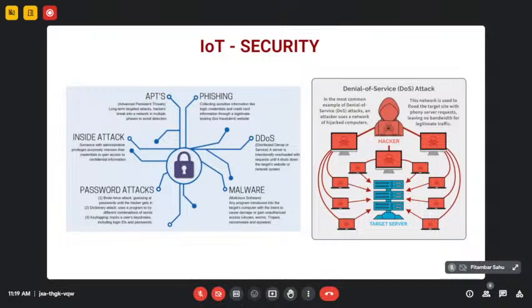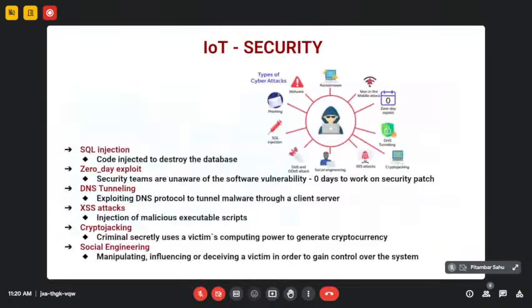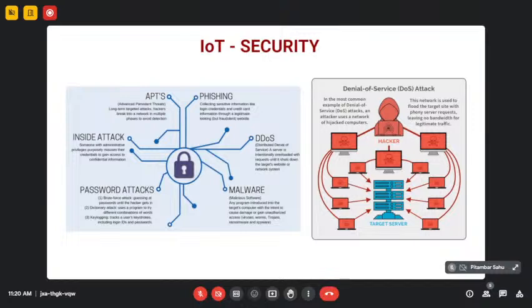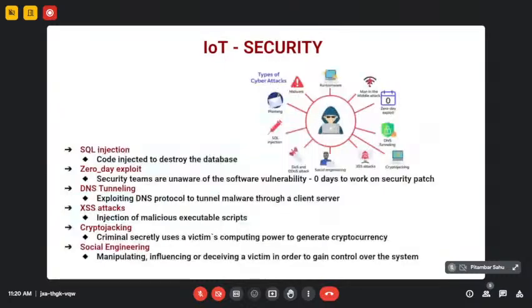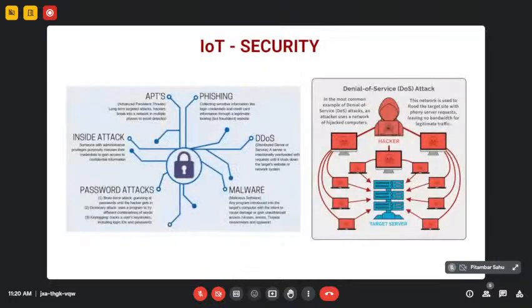So since we are from the computer science engineering background, I'm sure that you must have come across all these kinds of attacks, right? So these are the different kinds of attacks available right now in the IoT ecosystem. And along with this, you also have new types of attacks coming up, like SQL injection attacks, zero-day exploit, DNS tunneling, XSS attacks, cryptojacking, social engineering attacks. So you can check for more information online on these attacks, because they have lots of research papers and so on. So this is actually one good area where you can focus in terms of research on how can you prevent these kinds of attacks happening in the IoT ecosystem.